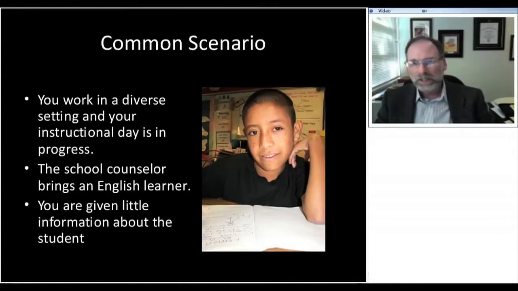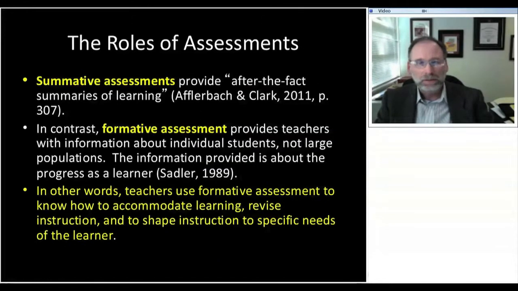As classroom teachers, we have a very common type of scenario where we work in a diverse setting. Our instructional day is in progress, and then the school counselor or someone brings a new student to us who may be an English learner or a language learner of another language. Forgive me, I will refer often to English learners, but I mean language learner of any type. And we're given very little information about this student. We need some kind of assessment to help us know how to help these students.